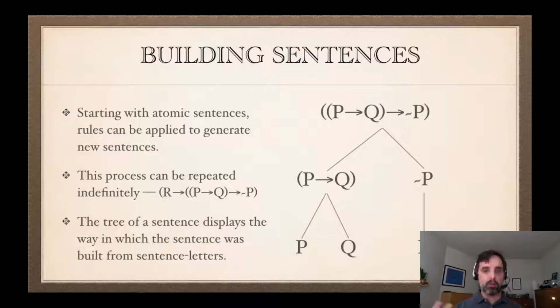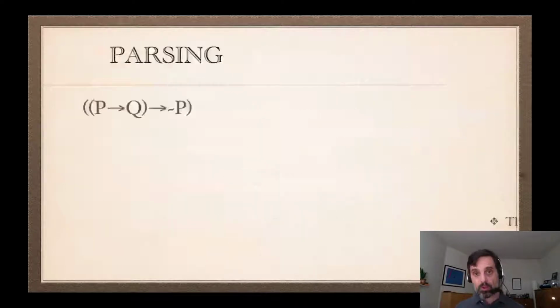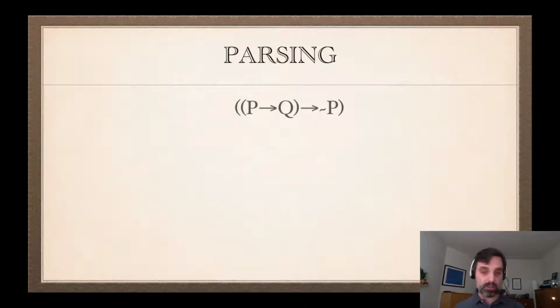And the tree of the sentence displays the way in which the sentence is built from sentence letters. So if you come upon a sentence without the tree, you could build the tree. And how you do that is at each step, you remove the main connective and write down the parts. This is why this activity is called build. If you start with a complex sentence and you do the tree backwards in this way, it's called parsing, because you're breaking the big sentence into its component parts.